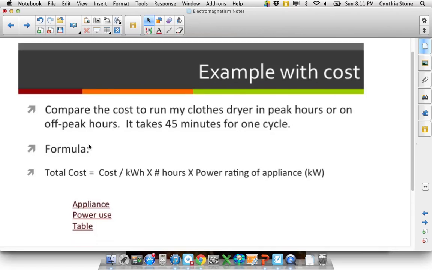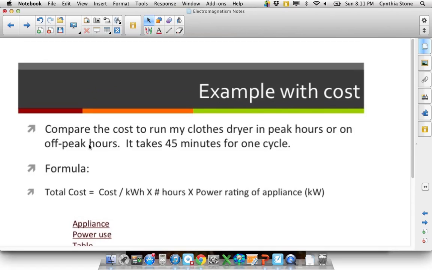So I chose this question because of a little home argument. If I want to use the clothes dryer and it takes 45 minutes to run a cycle, Mr. Rustle is much cheaper than me. He'll always hang things up, or he'll leave it until it's off peak or whatever. You don't consider stuff like that.